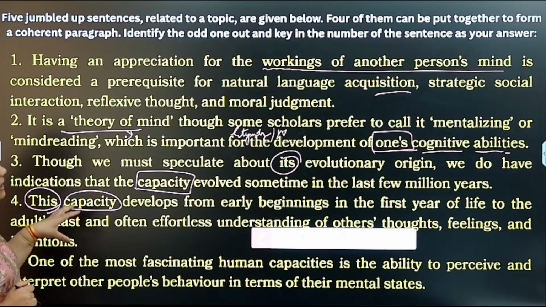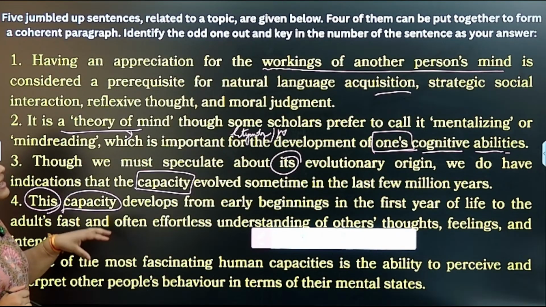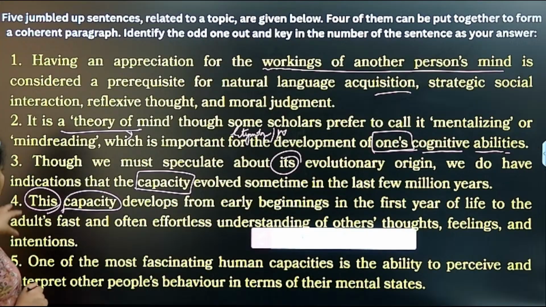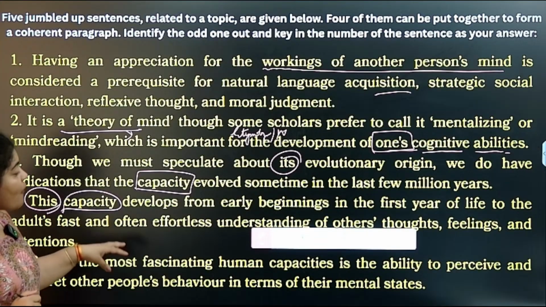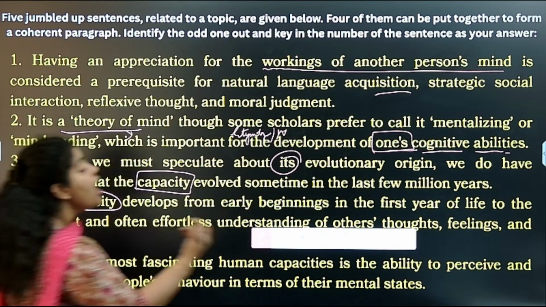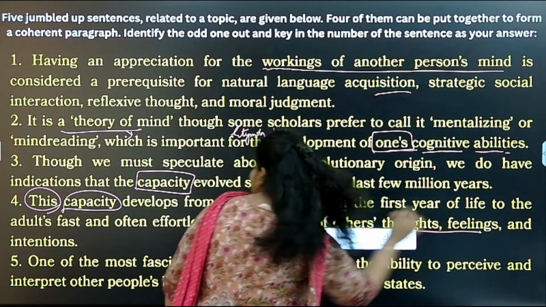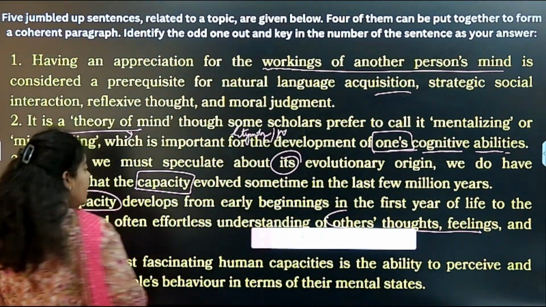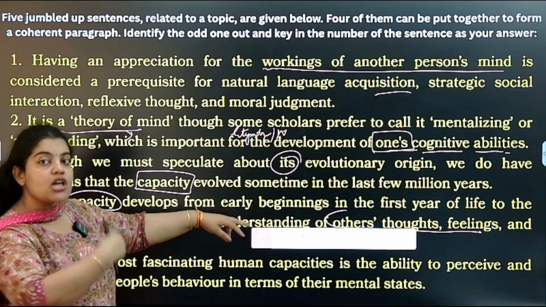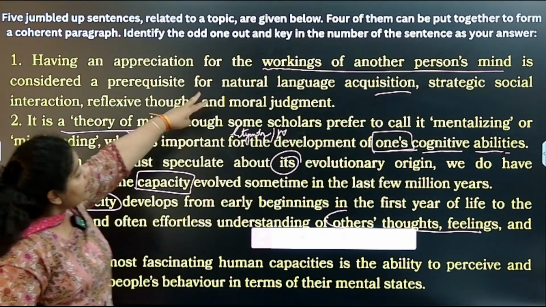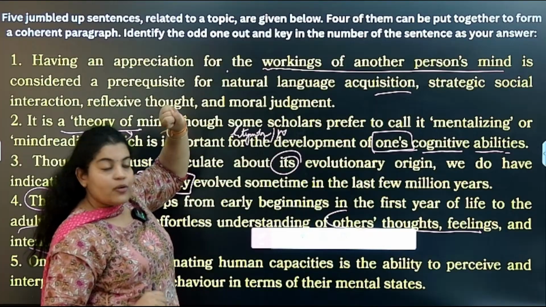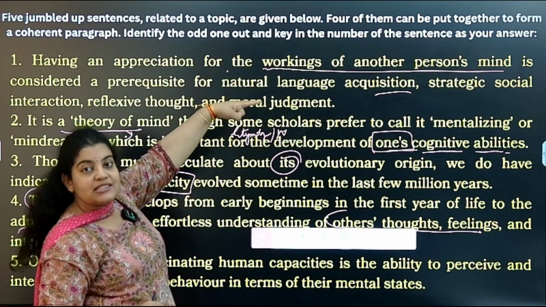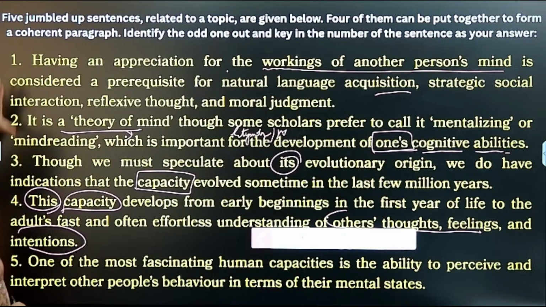This capacity develops from early beginnings in the first year of life to the adult's fast and often effortless understanding of others' thoughts, feelings, and intentions. Understanding of others' thoughts, feelings, and intentions is the working of another person's mind. Can we see that in 1 and 4, there is a common theme still binding them? We don't know about 2 and 3 as of now.